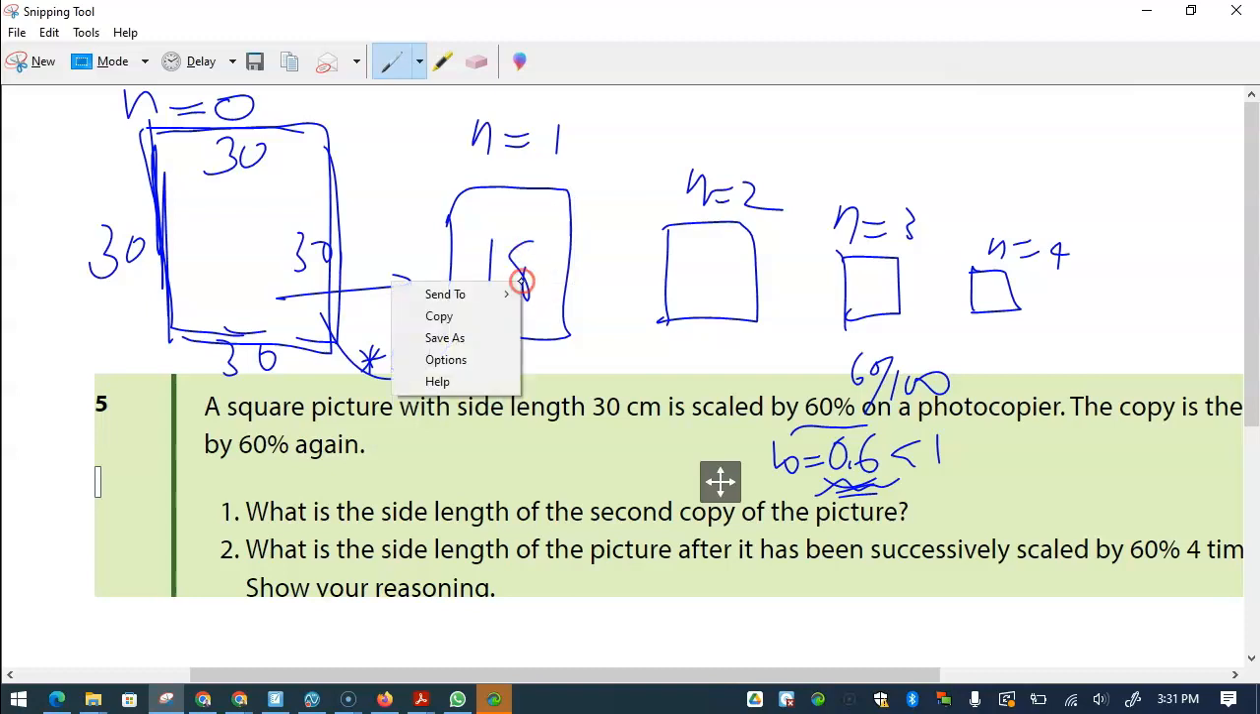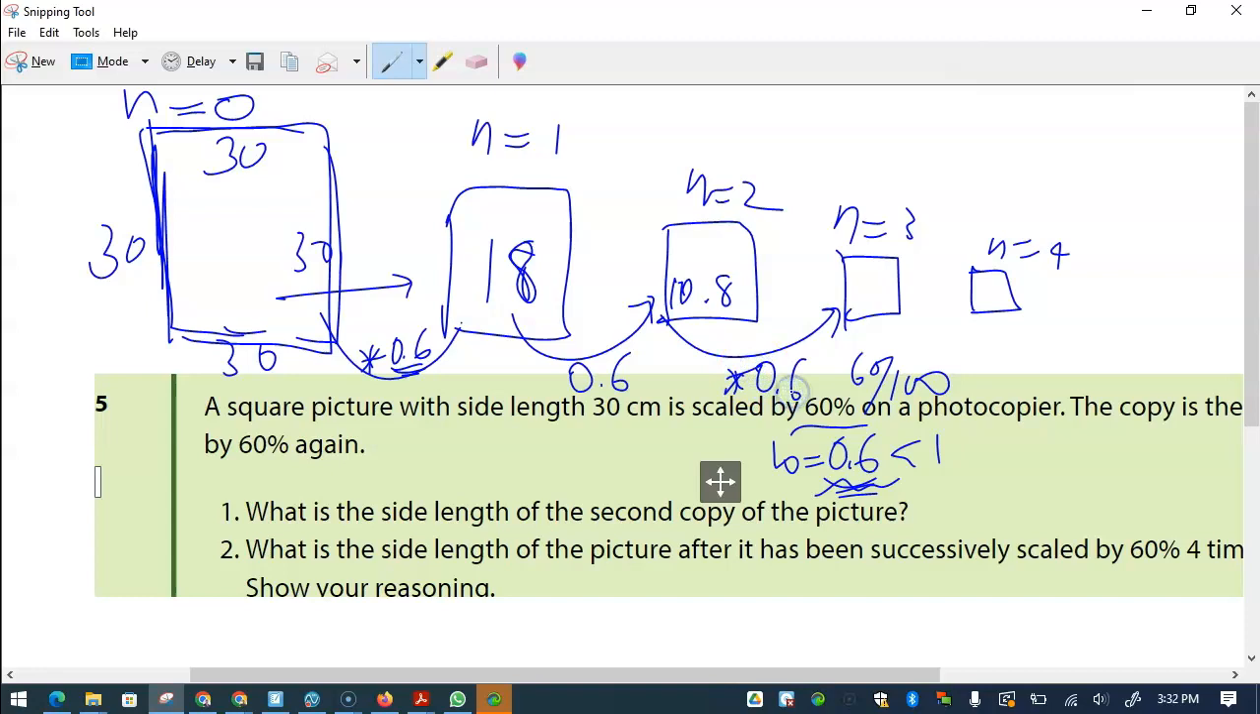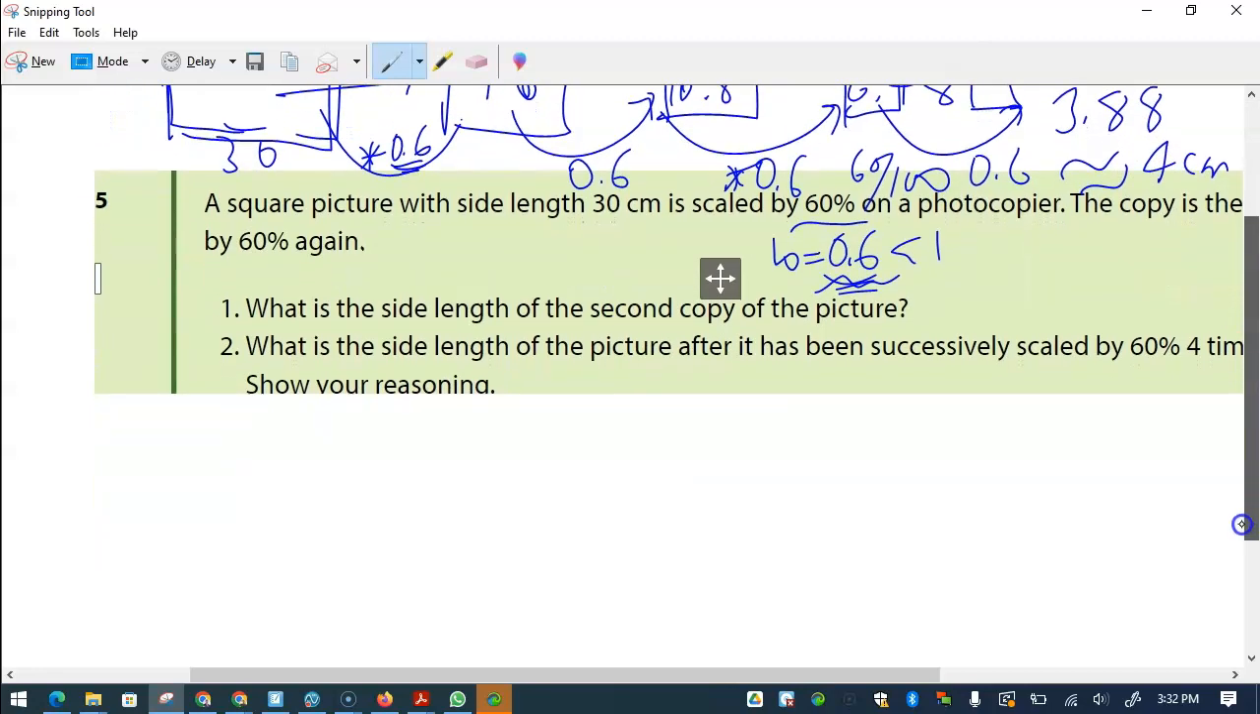Again, you multiply 18 times 0.6 and you get 10.8, check that out. Again you multiply by 0.6 and you get 6.48. And again you multiply by 0.6 and you get 3.88, which is approximately equal to 4 centimeters, and you're done. But I'm going to go a little beyond that.